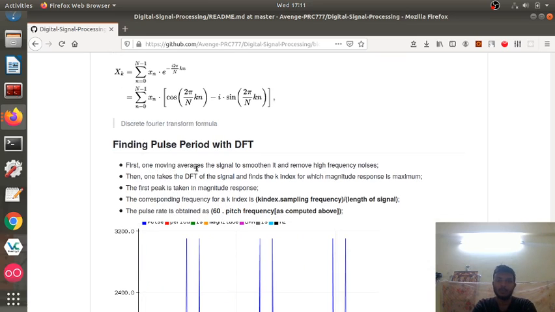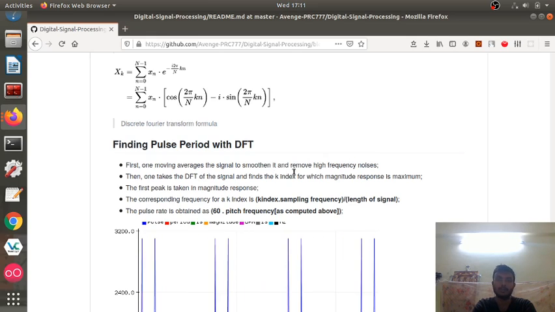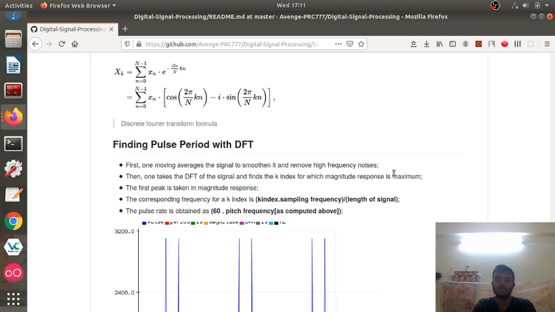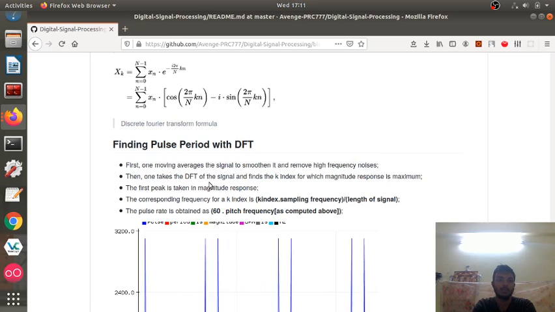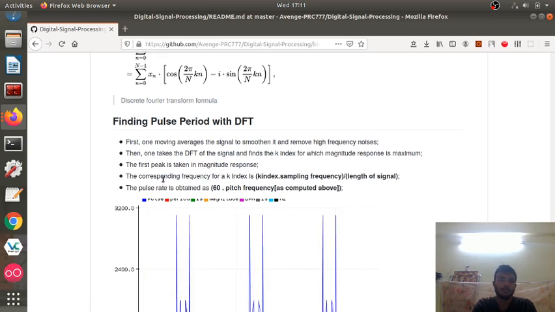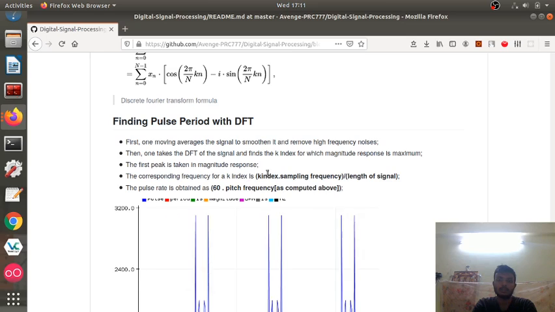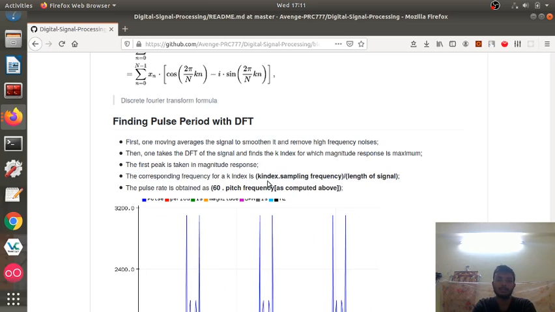Finding pulse period with DFT. First, one moving averages the signal to smoothen it and remove high frequency noises. Then one takes the DFT of the signal and finds the k index for which the magnitude response is maximum. K index means this k value. The first peak is taken in the magnitude response. The corresponding frequency for a k index is k times sampling frequency divided by the length of the signal. The pulse rate is obtained as 60 times the pitch frequency computed above.